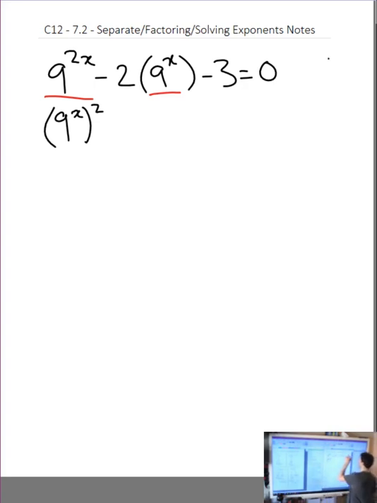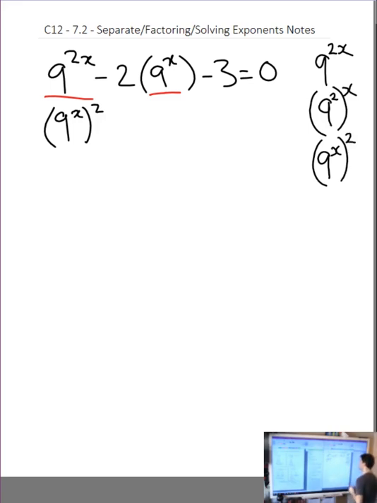Let's work on that off to the right. That may be difficult. 9 to the 2x is 9 to the what multiplies to get 2x? 9 squared to the x. Now I know that I can switch the x and the 2 because I'm looking for a squared term, and then I can bring that in. So I can copy the rest down.